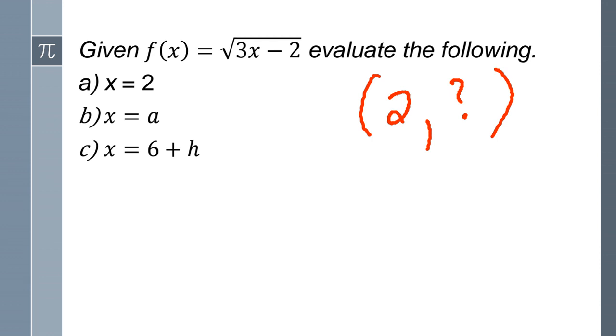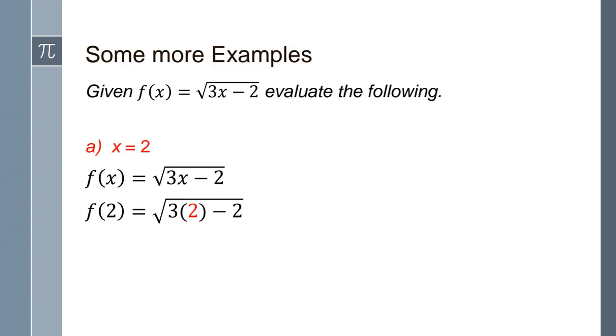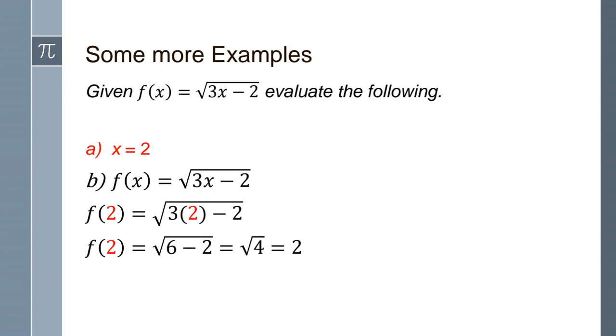So let's try the first one. If x is equal to 2, this is my function. Anywhere you see an x, you want to replace it with the number 2. So here we're going to have 3, I see an x, so I'm going to replace it with 2, and then we simplify. 3 times 2 is 6, minus 2 is 4, and then we get our 2.